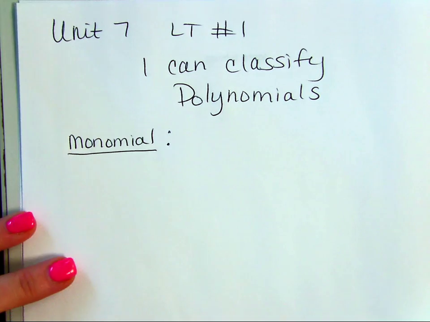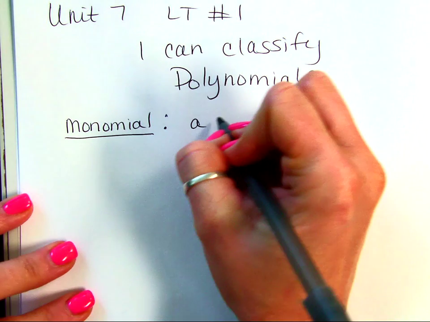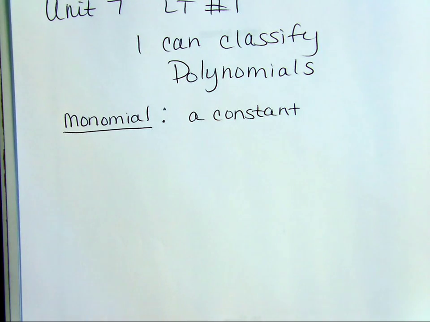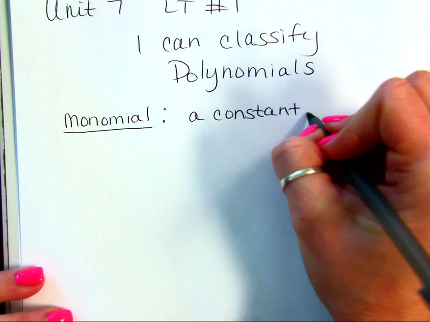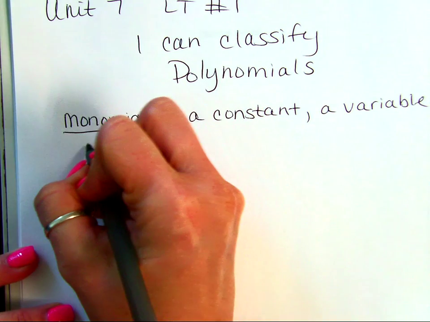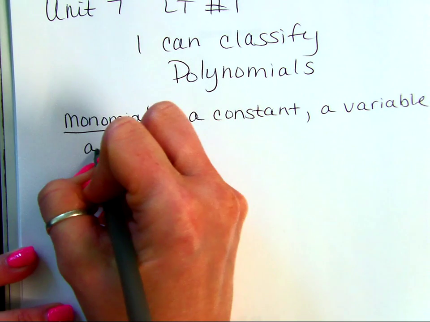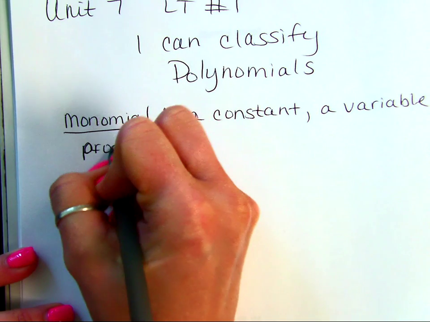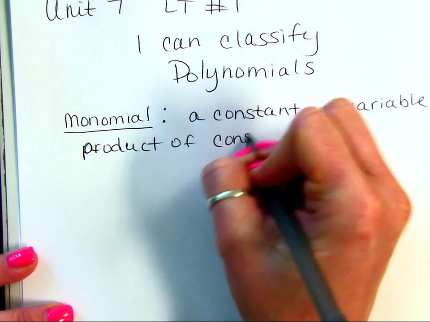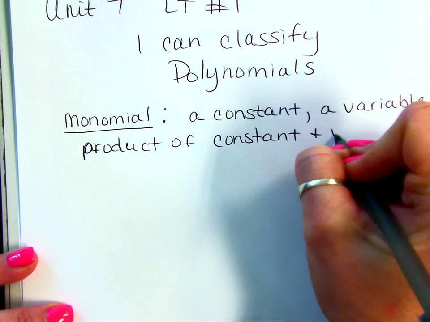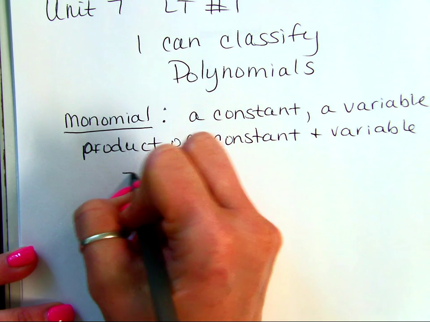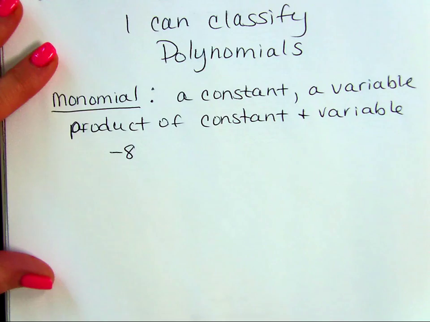A monomial can be considered a constant. And from 7th grade, you know that a constant is just a number by itself, has no variable. It could be a variable all by itself. Or it could be the product of those two. In which case it wouldn't be a constant anymore, would it be? It would be a coefficient. So like -8. That's a monomial.